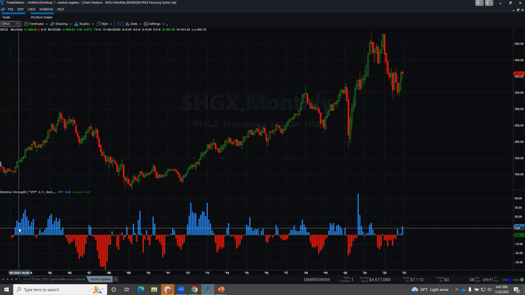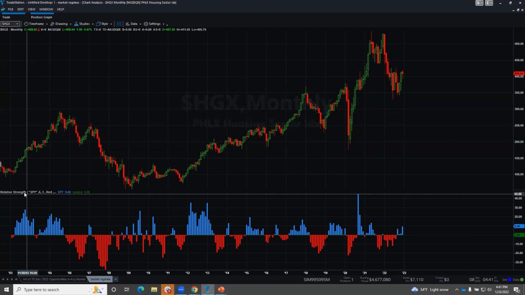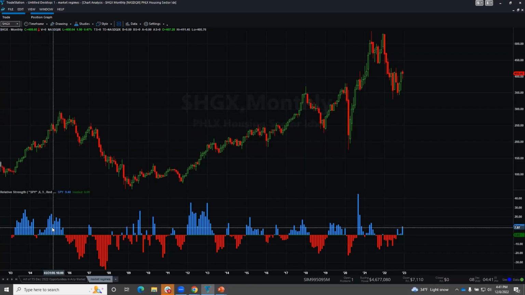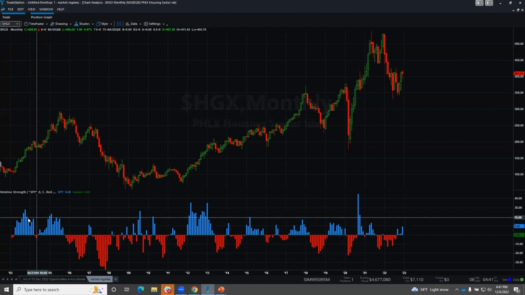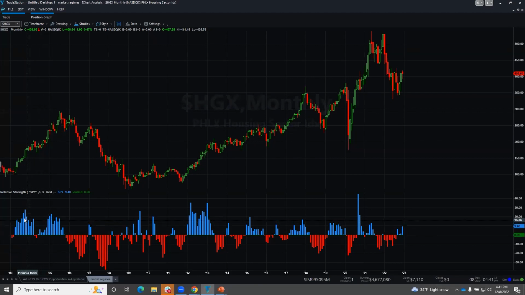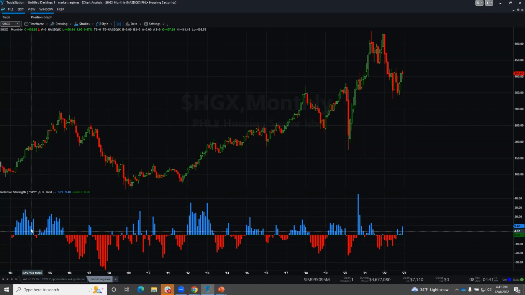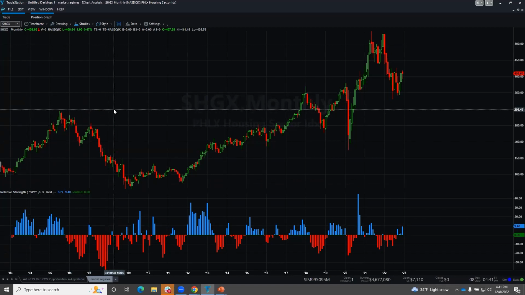You could see that this shows the performance of the HGX against the SPY. These are monthly candles, and it basically has the trailing 6-month performance. So what you can see here is this relative strength of housing that was obvious very early in the cycle. Another example is if we look at something like commodities.